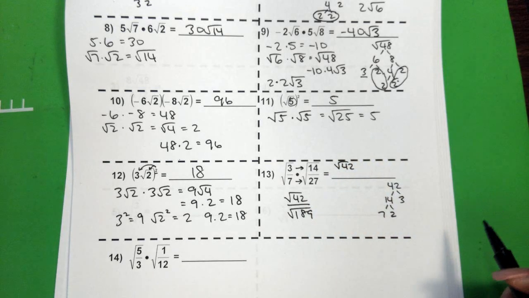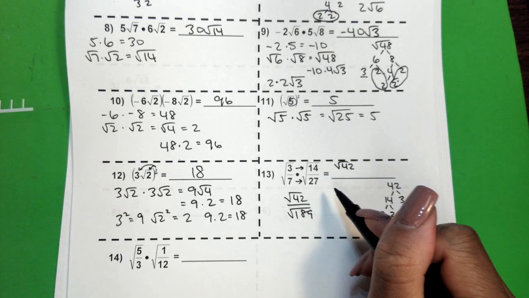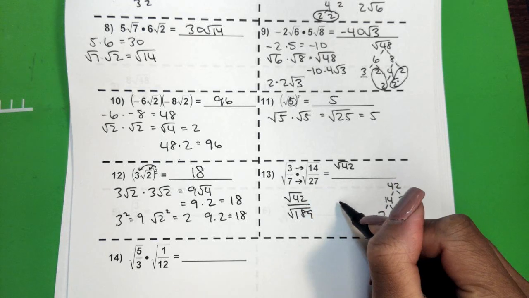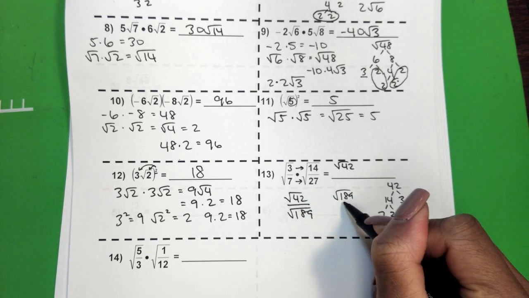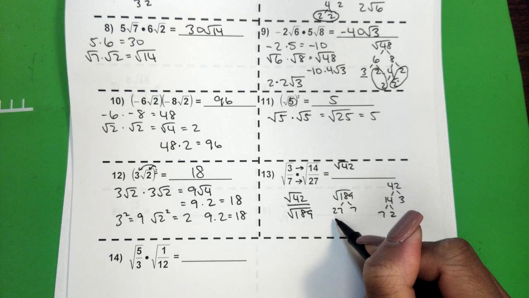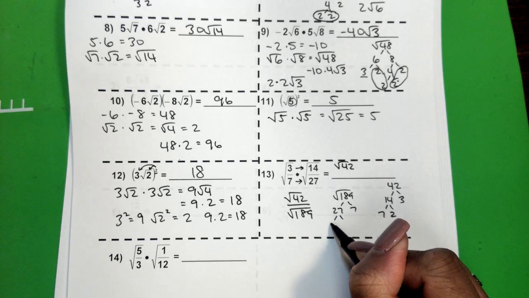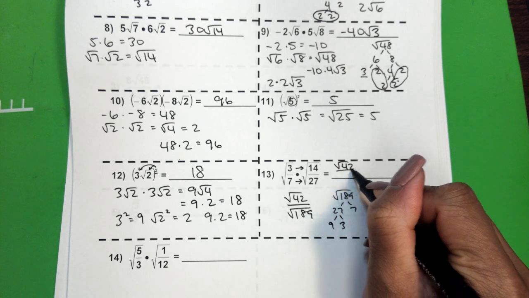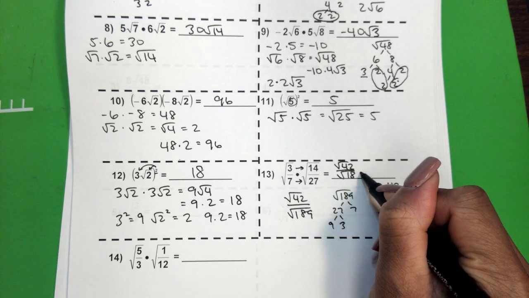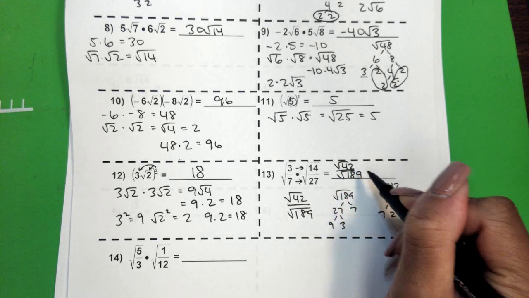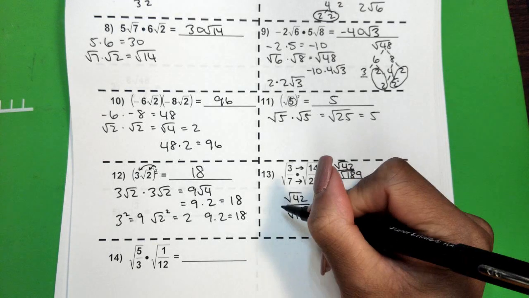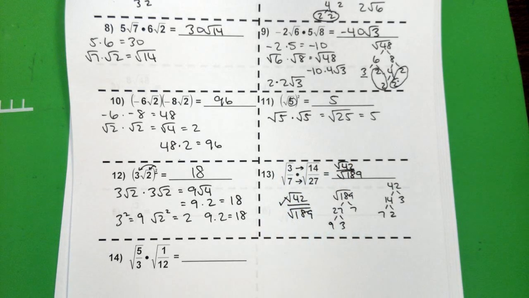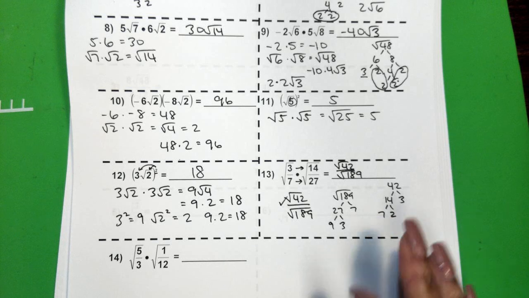And if you wanted to do 189, I'm left with 27 and 7, and then 9 times 3 is 27. These are not simplifiable, so we're just left with square root of 42 all over the square root of 189. Okay? So that's what we're left with. You can always check to see by any matching factors.